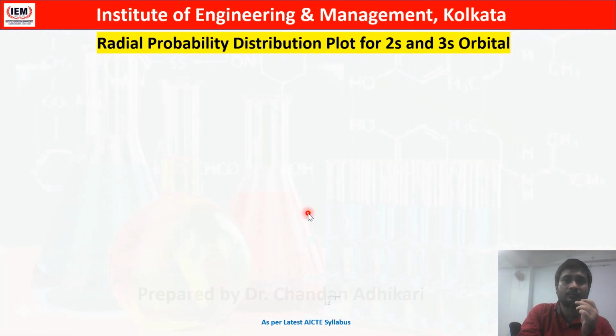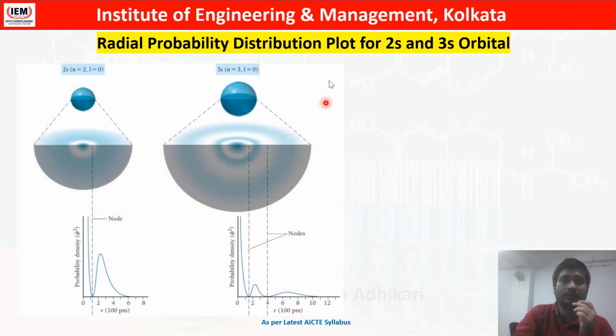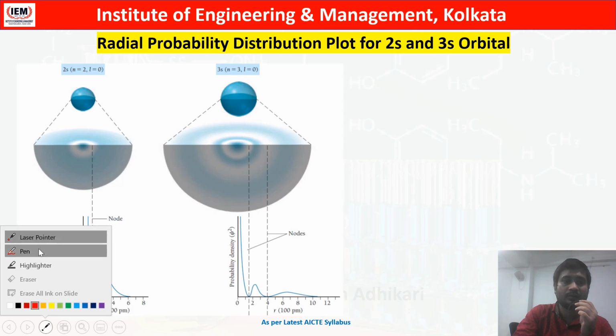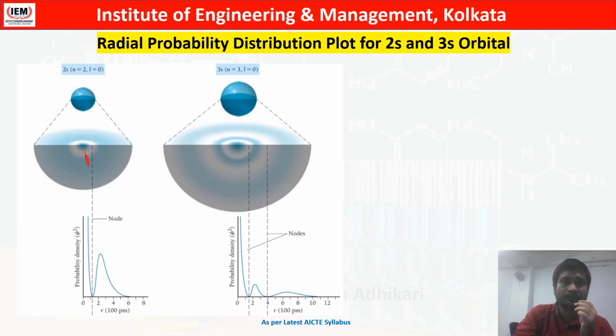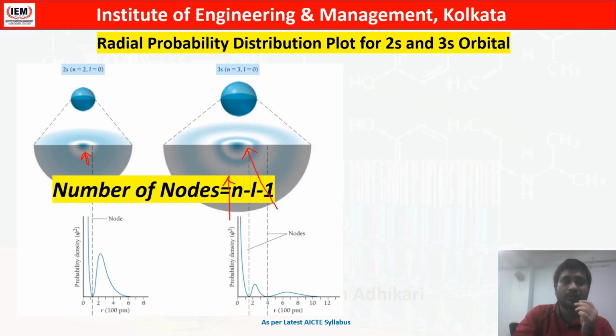So if we plot the radial probability for the 2s and 3s orbitals, we will see that there is a region where the probability of finding the electron is 0, and that region is generally called a node. For example, in this region there will not be any electron found for the 2s orbital. For the 3s orbital there are two such regions where the probability of finding the electron is 0. These regions are called nodes, and the number of nodes can be easily found by a simple formula: number of nodes equals principal quantum number minus azimuthal quantum number minus 1.